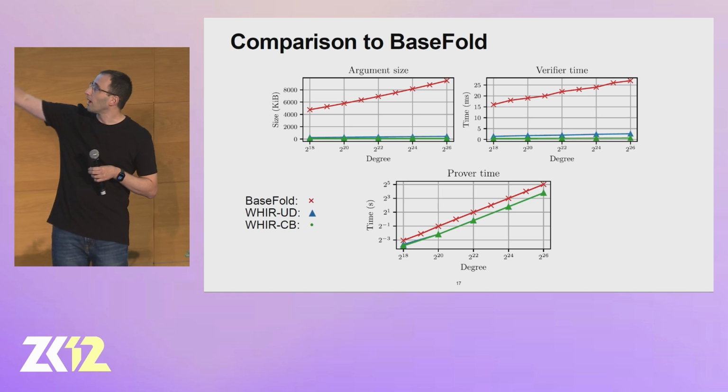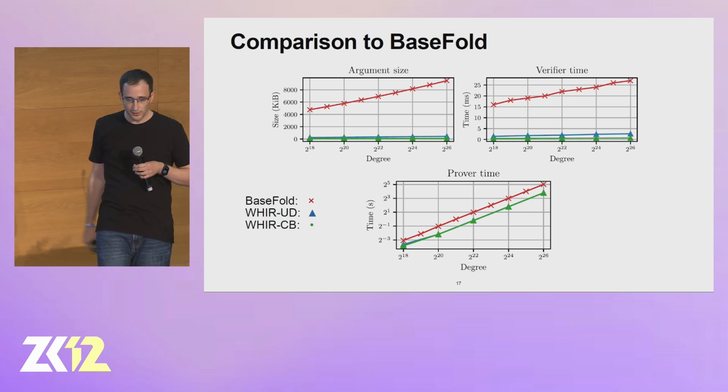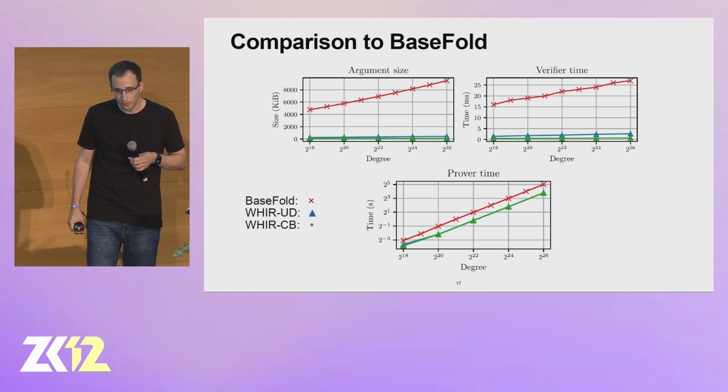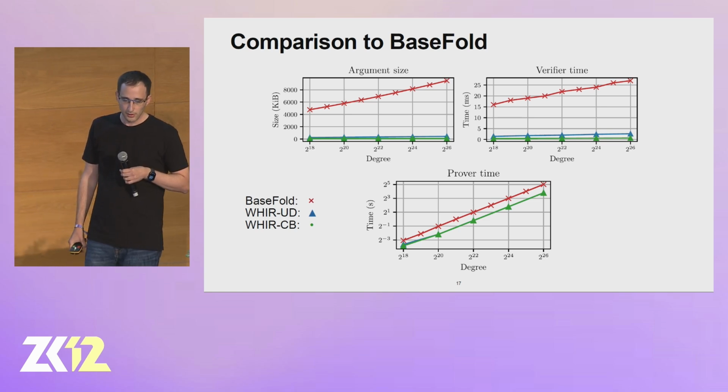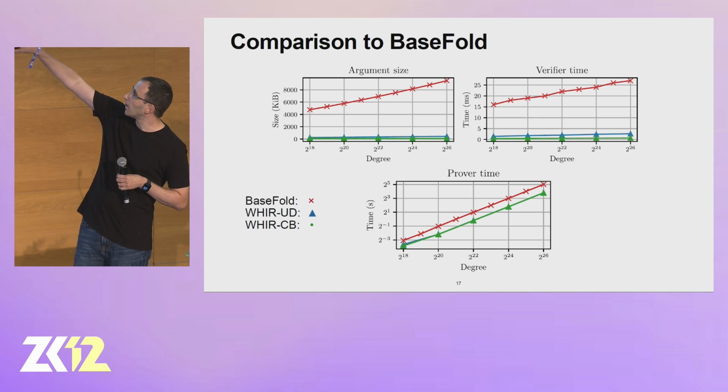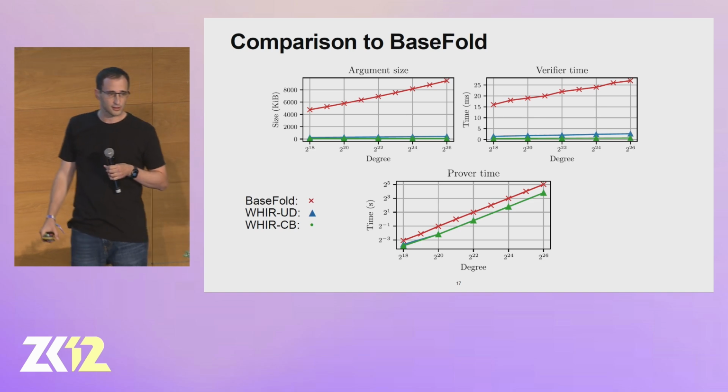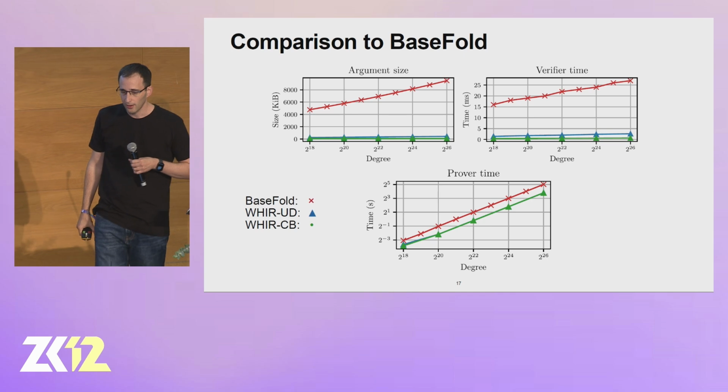So we start with the argument size. You can see that the BaseFold argument size is very big compared to both the WHIR unique decoding and capacity bound. Okay, so even for quite large computations, the argument size really is less than 100 kilobytes.